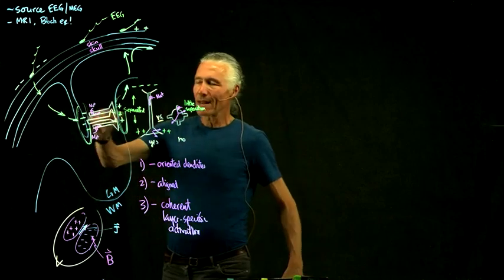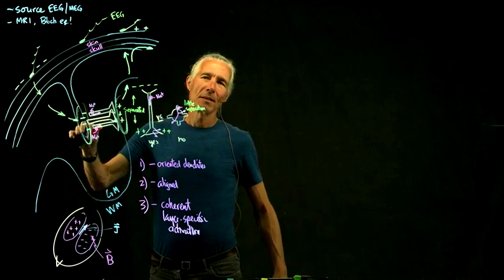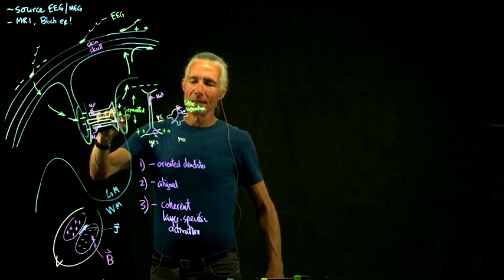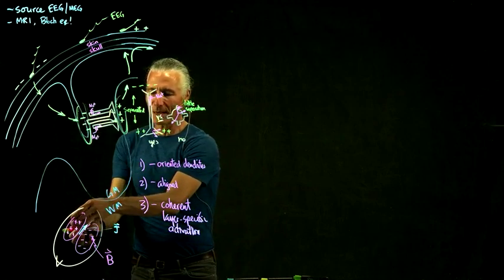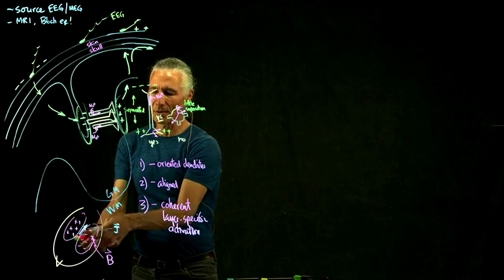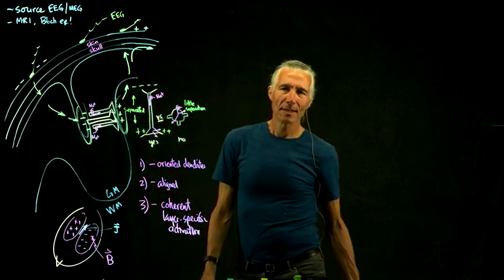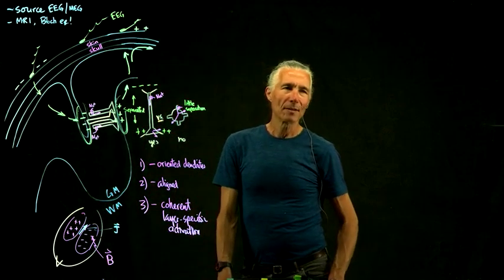So if you have a sideways current flow in the cortex, on the surface, if you measure the magnetic field, you're going to get some positive magnetic field on one side of that current flow and some negative on the other side. So that's basically how the MEG works.